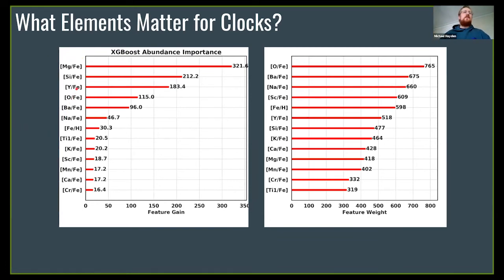The next one down on the list is yttrium to iron, an S process element. Again, very critical for determining ages if you're younger. Then we have another alpha element in oxygen, and the next one down is the S process element barium.